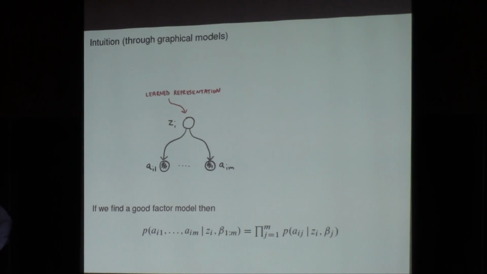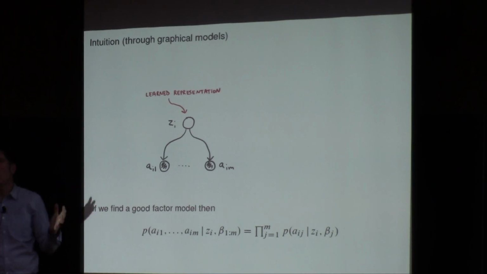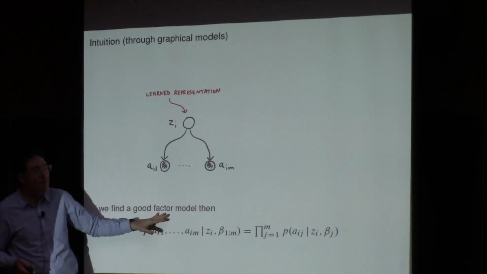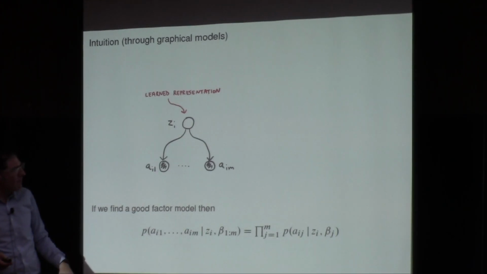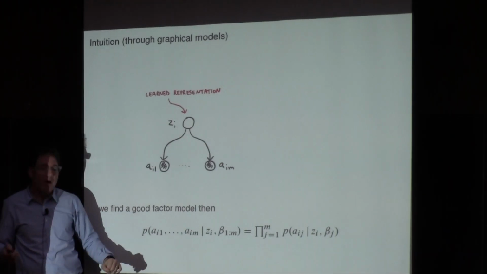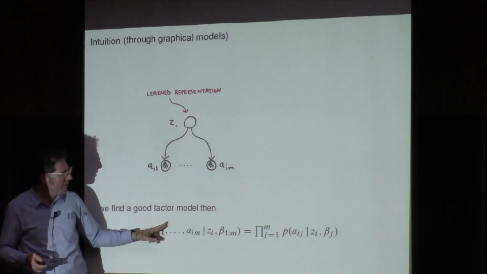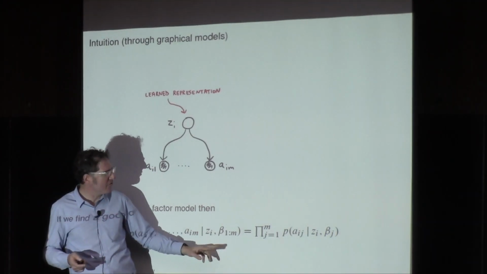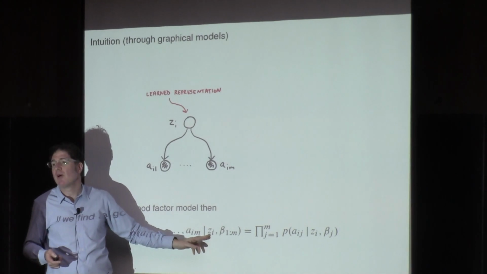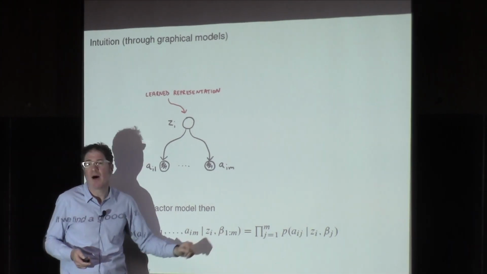Okay, so why does this work? So to see why this might work, I'm going to appeal to kind of an intuitive graphical model argument. And to be clear, this is a graphical model that represents joint probability distributions. It's not a causal graphical model. Okay, so suppose I find a good factor model. That means that I have found a model where the joint distribution of the causes is conditionally independent given some local latent variable z and the model parameters.